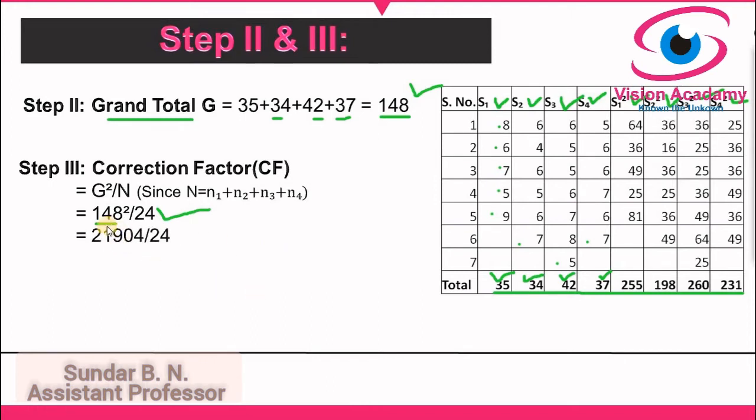So firstly I have squared the 148. The 148 squared is 21,904, and divided by 4. Then my correction factor is 912.66666. So this is the correction factor for this given example. Then let us move on to finding the sum of squares in the further steps.